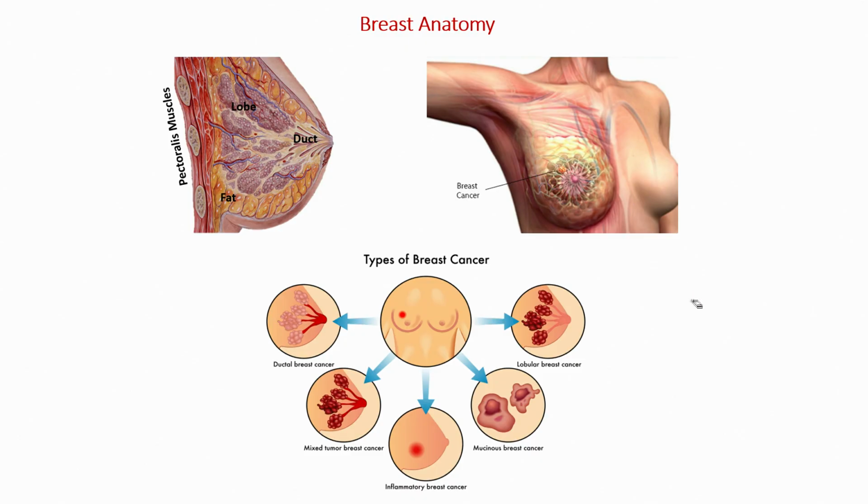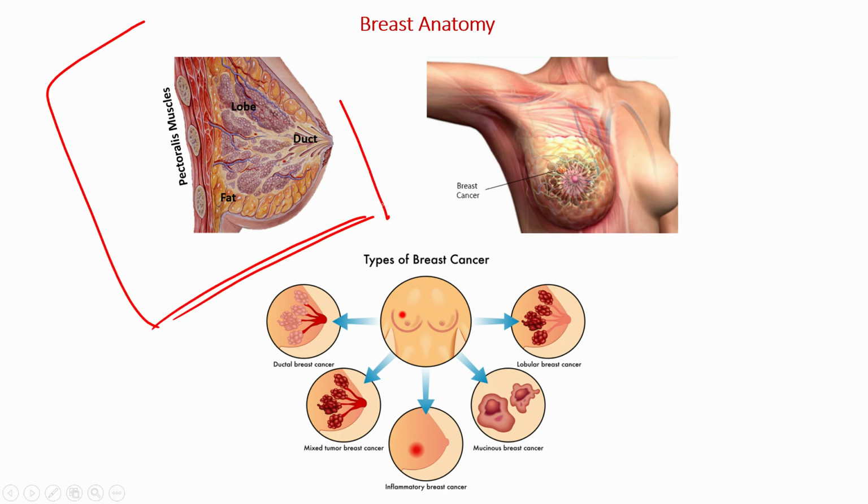Okay. So, if you see the screen, what you see here is the breast anatomy. When you look at this particular image, you will understand that the breast consists of ducts, right, then lobes, and fat, and finally pectoral muscles, right. This is the composition or anatomy of the breast.